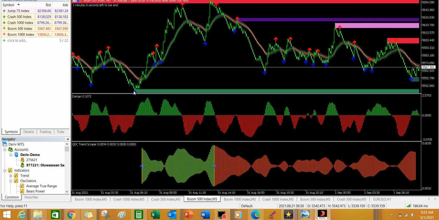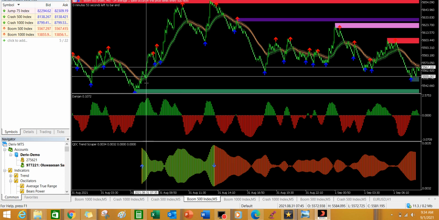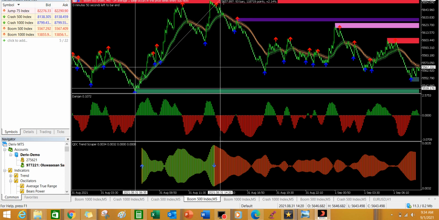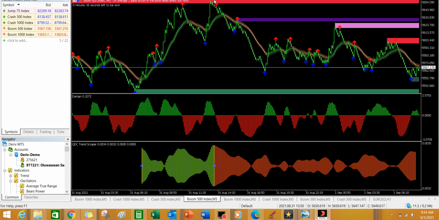You can see, wow, this is Boom 500. You can see that this also started from the support zone. Because the market was on an uptrend, you can see the series of spikes that happened around here till it got to the resistance zone here. That is where the trend came to an end. You can see the series of spikes happening around there. So that is all you need to know.